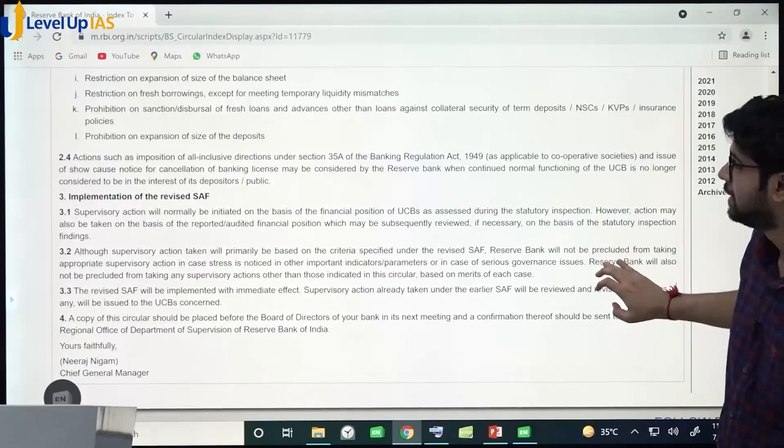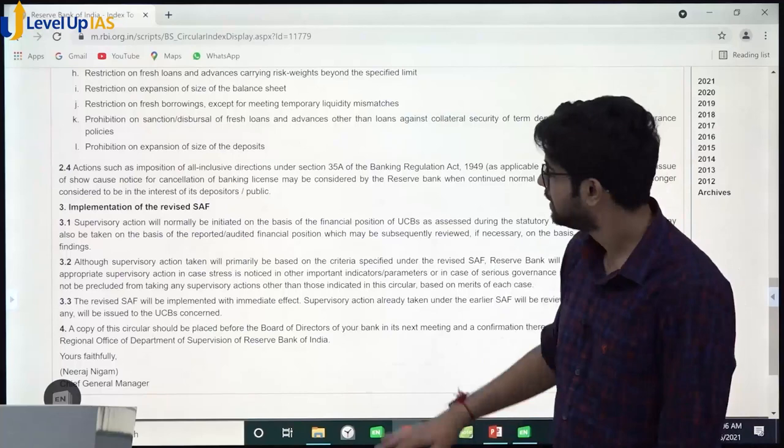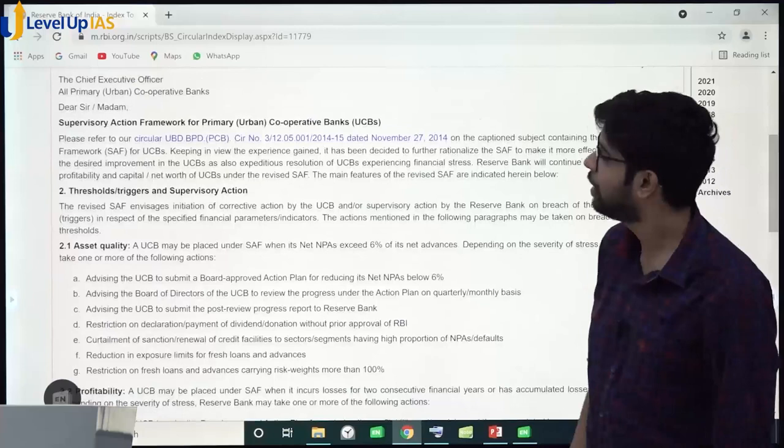See, prohibition on expansion of size of deposits. Why are you prohibiting deposit taking? Because it is adding your liability. If you are not having cash to repay, why are you taking more liability? Yes or no? Understood? Did you understand? This is the January 6, 2020 circular.